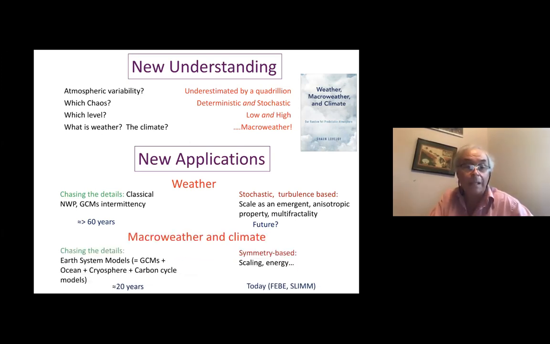But for macro weather and the climate, the GCM approach has added all kinds of other things, carbon cycles, ocean models, et cetera. So they've become Earth system models. And already we can see that, at least for the temperature field, we can produce comparable, if not better, results for predicting and projecting that. So I'll stop there and see if anyone is interested in continuing a discussion. So thank you.